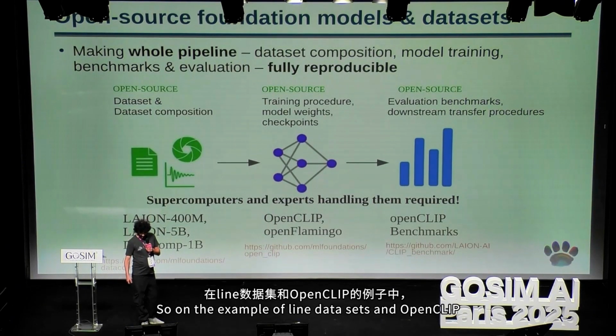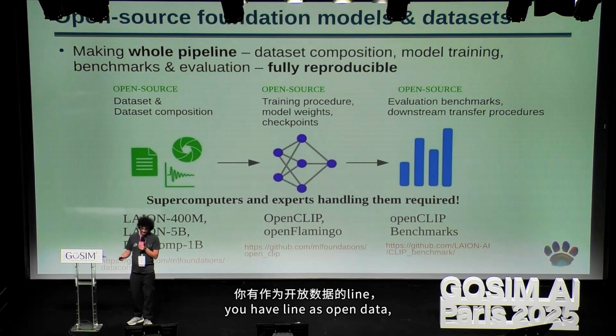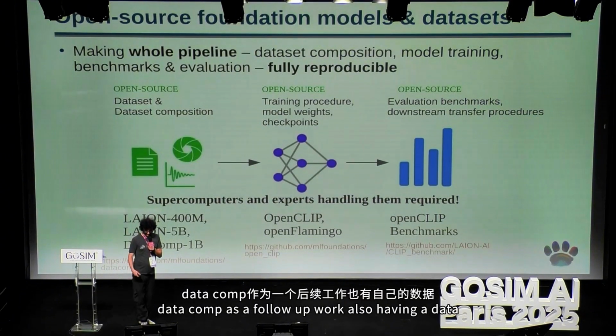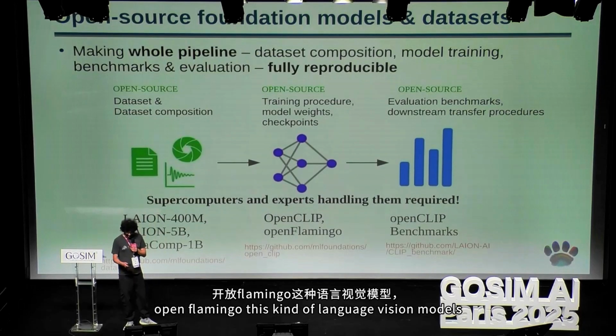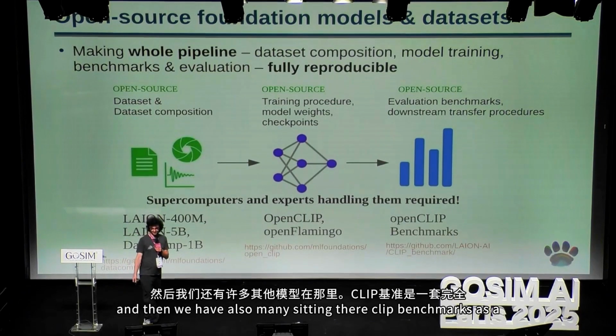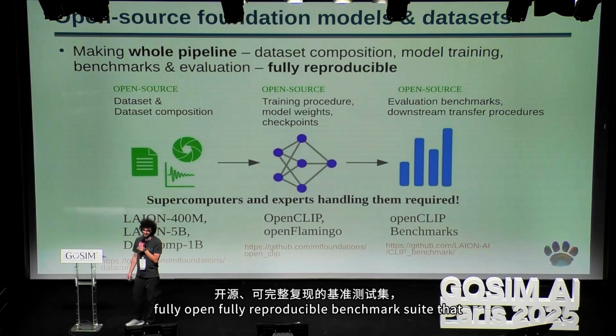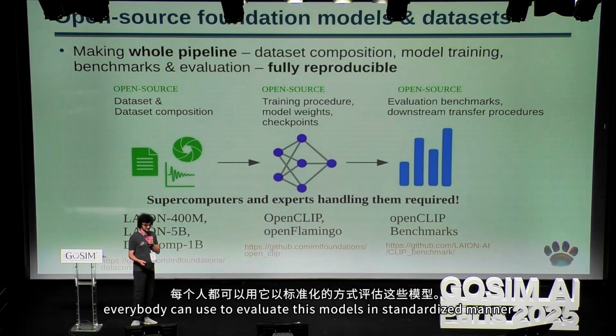So on the example of LAION datasets and OpenCLIP, you have LAION as open, DataComp as a follow-up work, also having a dataset then released, which you can use to train OpenCLIP, OpenFlamingo, this kind of language-vision models, and then we have also Mehdi sitting there, CLIP benchmarks as a fully open, fully reproducible benchmark suite that everybody can use to evaluate these models in a standardized manner.